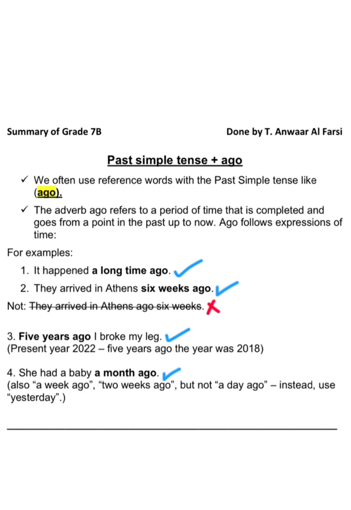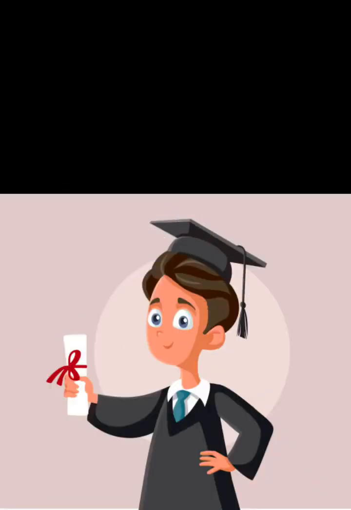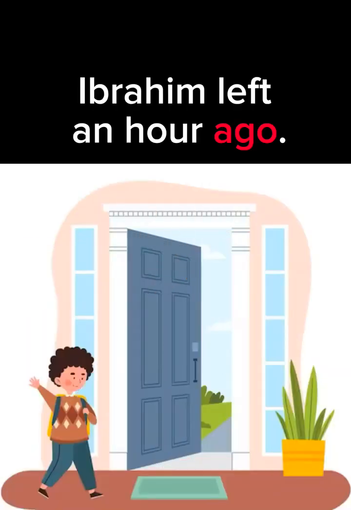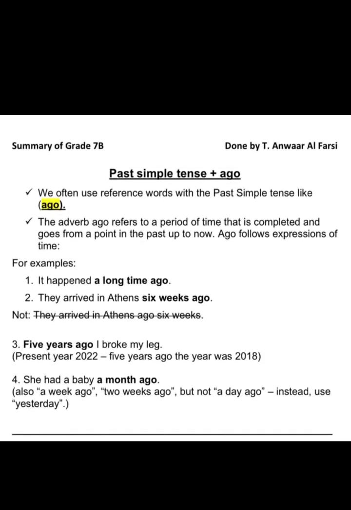I'll show you another example for more details. Musa finished college 6 years ago. Another example, Ibrahim left an hour ago. So have you understood that we use the word ago to talk about something that happened in the past? As well, we can't say a day ago. Instead, we can use yesterday.